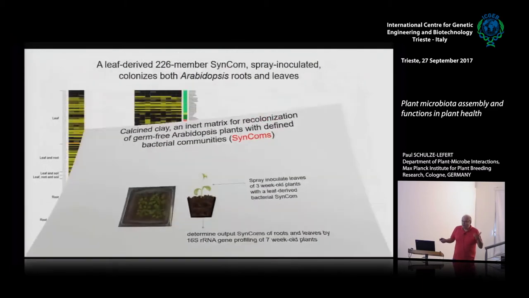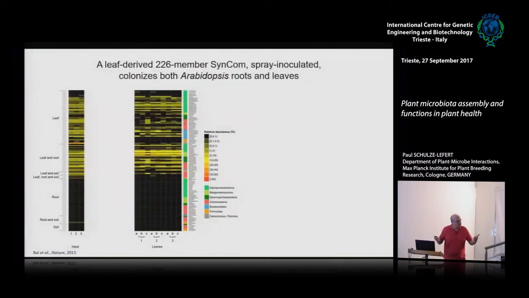So I show you a typical result of such a leaf microbiota reconstitution experiment, and I need to guide you through this experiment. What we did here, we reconstituted on these germ-free plants. We added a 226-member synthetic community from leaves, spray inoculated, and then co-incubated it for 4 weeks.